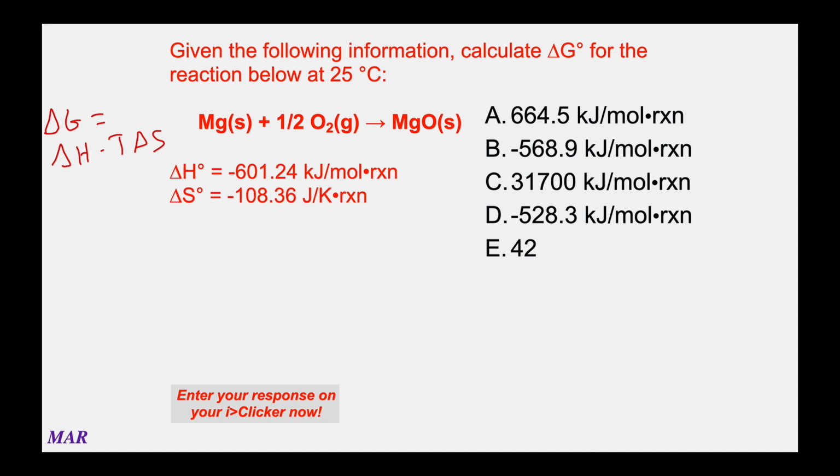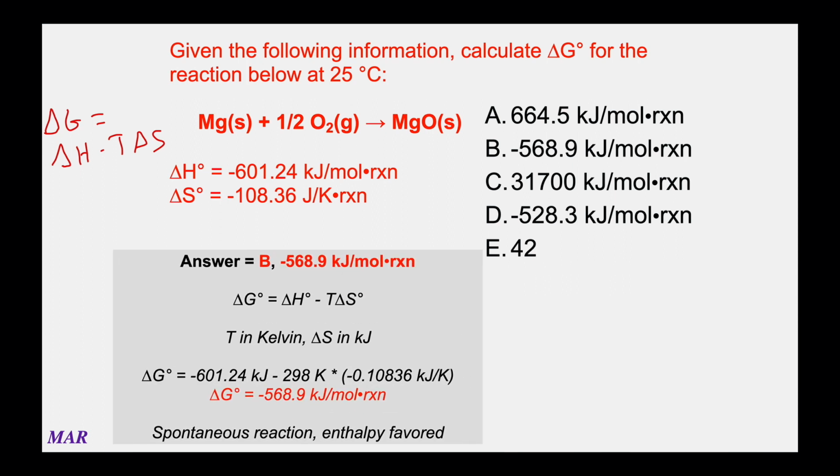The other thing though, just to make sure everybody's clear, you want to make sure for temperatures you use Kelvin. So 25 Celsius plus 273 would give you a Kelvin temperature of 298 Kelvin. So after this, just plug and chug in the different numbers. Again, you can see there's delta S divided by 1,000. I used Kelvin temperatures, negative 568.9 kilojoules per mole of reaction, which means that's how much Gibbs free energy there is. This is a negative delta G, so that means spontaneous.